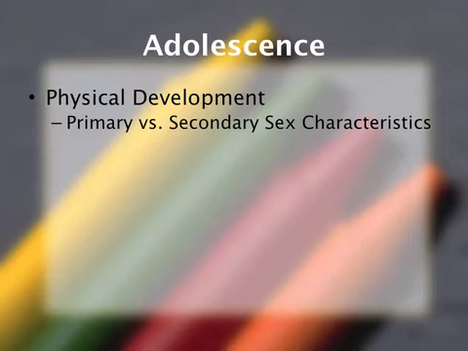But then we also have non-reproductive traits called secondary sex characteristics. Examples would be the development of breasts in females, or being able to grow facial hair in males. And so usually adolescence is marked by that initial physical change in us.